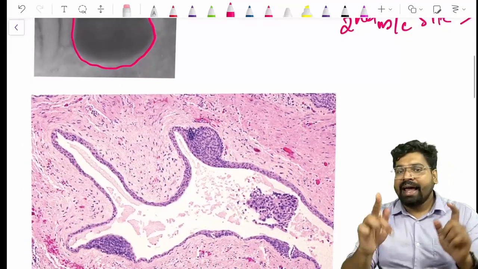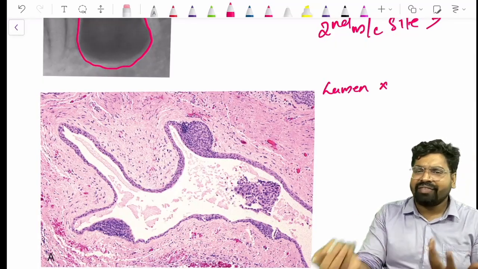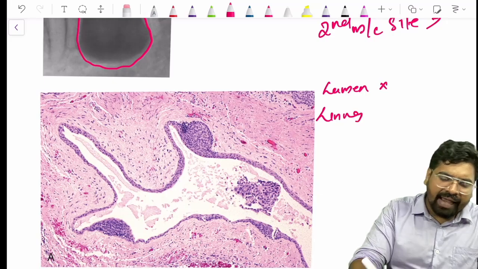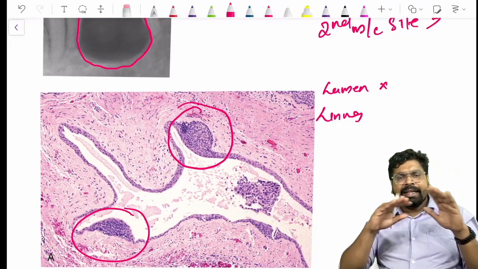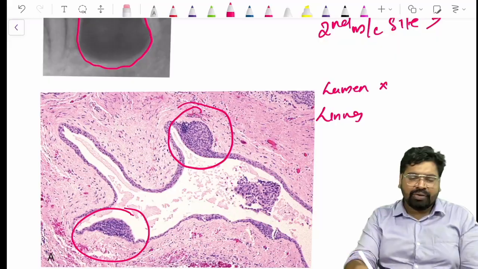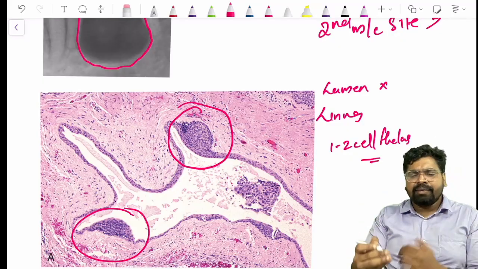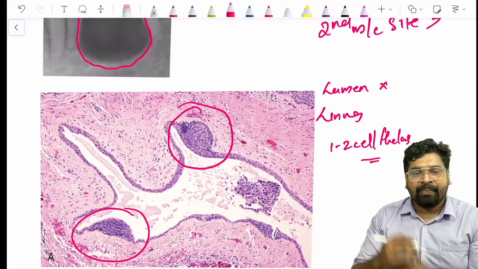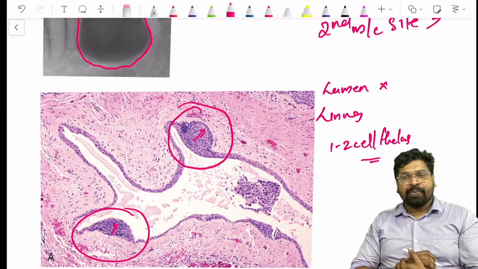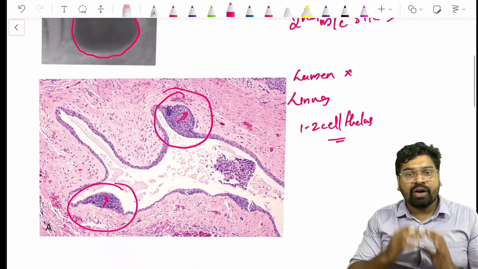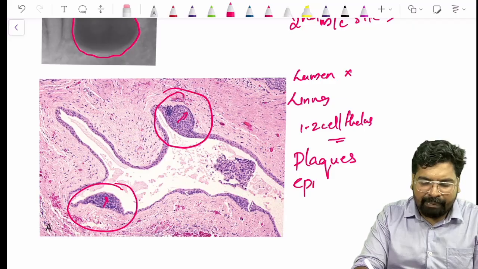What is that clue? The lining. The lumen is not that important; there is no significant finding in the lumen. See the features of the lining. You can see that it has a lining of 2 to 3 layers, or 1 to 2 cells thick, and at certain foci there is an increase in thickness. At certain foci you can see that the epithelium has increased in thickness. Those areas are called plaques, or epithelial plaques.